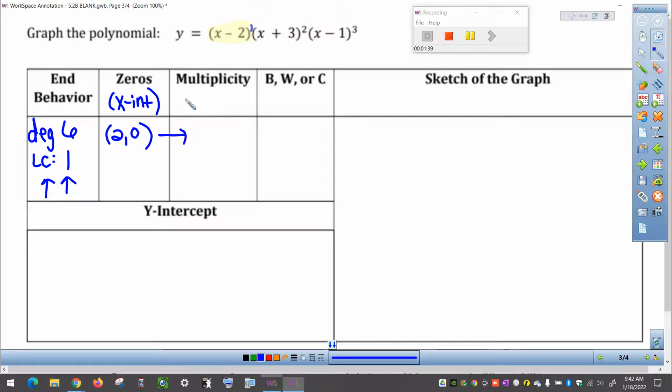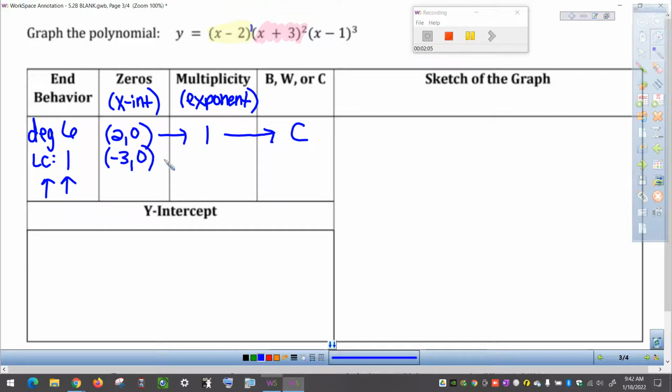Now, when it's asking for multiplicity, that is just the exponent attached to that part. In this case, the exponent attached to that first parenthesis is 1. And because it's a 1, we know that it's going to cross through. All right, so let's move on to the second piece here. Because our second parenthesis is x plus 3, we're going to turn it into negative 3. The exponent attached, the multiplicity, is 2. And because it's an even multiplicity, we know that it's going to bounce on that x-intercept.